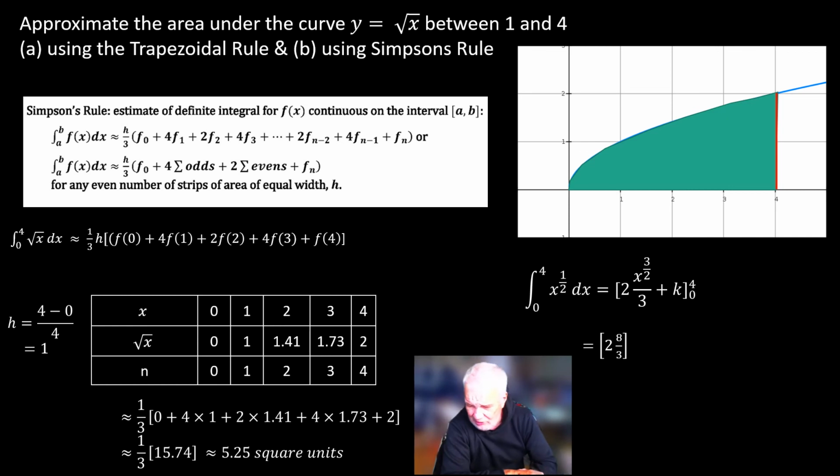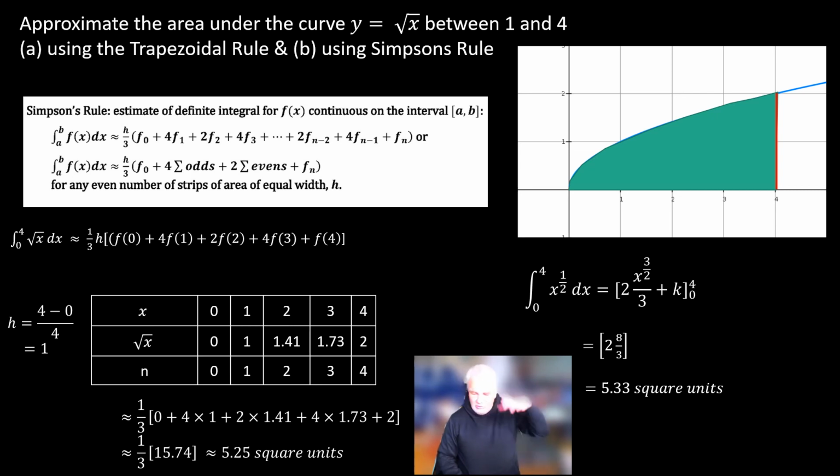All right, and so that equals 2 times 4 to the power of 3 over 3. The 0 will be 0, so all we need to do is work out the value when x is 4. And it's 2 times 4 to the 3 over 2, over 3, which equals 5.33 square units. So slightly more again. So, yeah, the second approximation using Simpson's wasn't too bad, but it was 0.08 square units away from the exact value. And that's it for now.